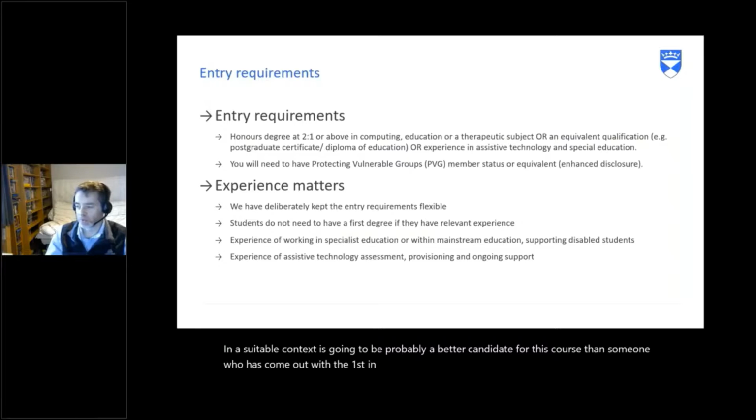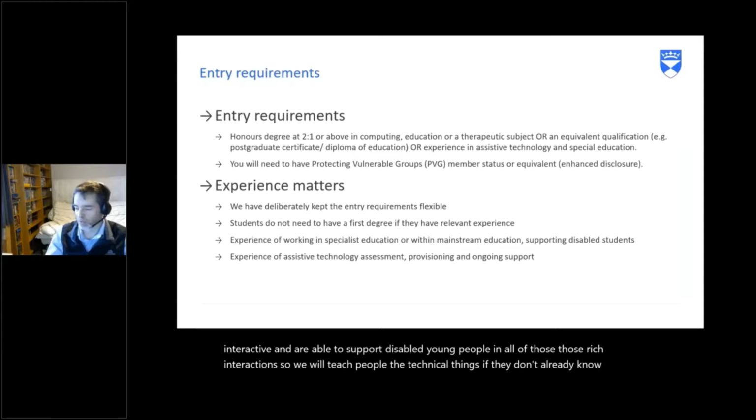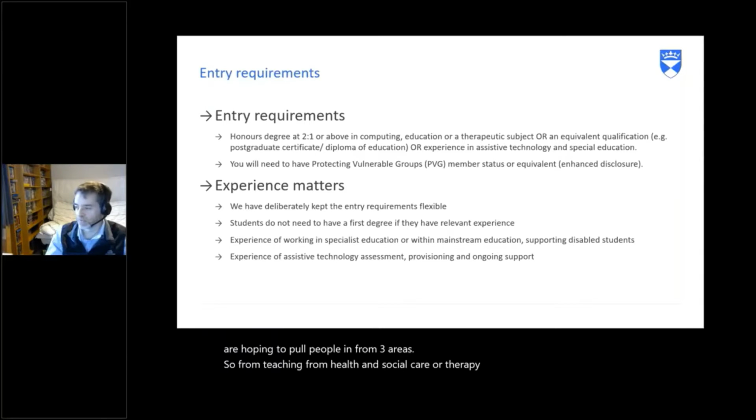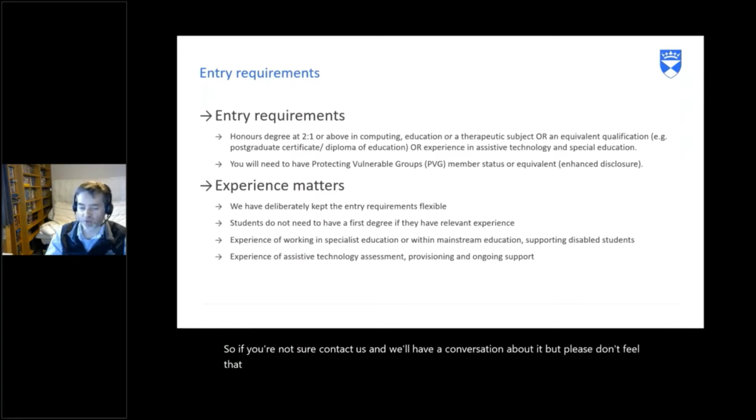We're looking for people who are socially interactive and are able to support disabled young people in all of those rich interactions. So we will teach people the technical things if they don't already know them. We're hoping to pull people in from 3 areas. So from teaching, from health and social care or therapy, and from more technical areas like computing or assistive technology itself. So if you're not sure, contact us and we'll have a conversation about it. But please don't feel that you can't apply if you don't have a first degree. It's not essential if you've got relevant experience.